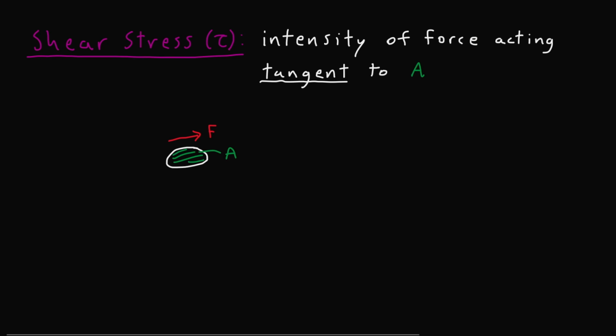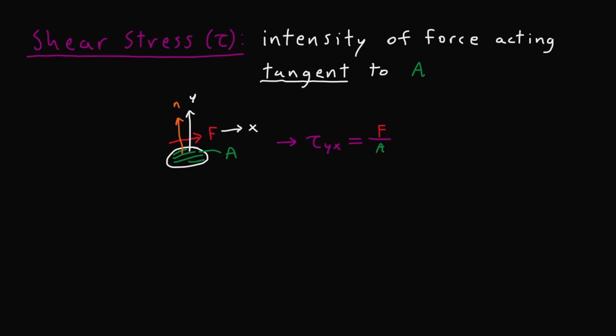And now, of course, this force is perpendicular to the normal to the plane. And let's just go ahead and label this as the y direction again. And let's say that the force acts along the x direction. And so therefore, tau will have the indices y, the direction of the normal, and x, the direction of the force. So shear stress tau yx is equal to F over area A. Oh, and more specifically, this force is Fx.